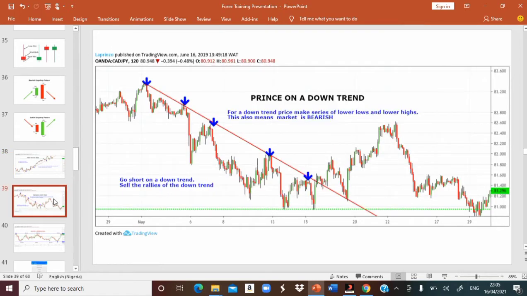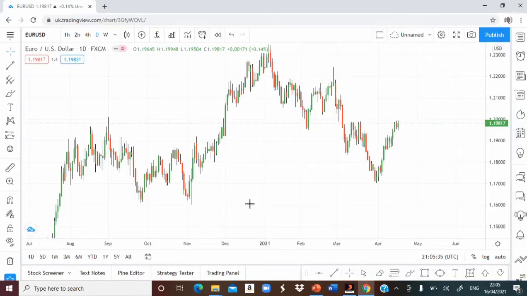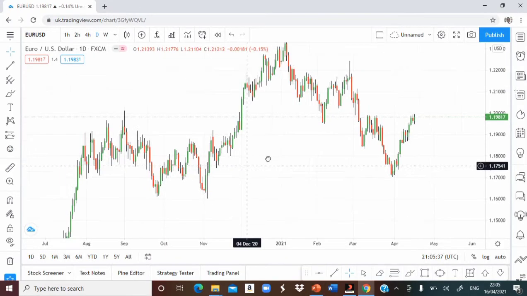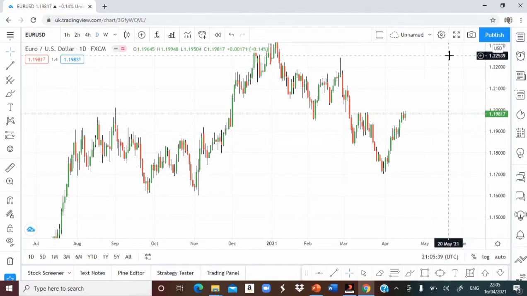And then let's talk about downtrend. A downtrend is when price makes a series of lower lows and lower highs. This also means a bearish market. You go short during the downtrend and you go long during the uptrend. So let me take you to the chart and let us analyze this market based on trend lines.